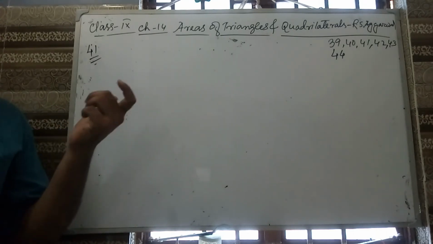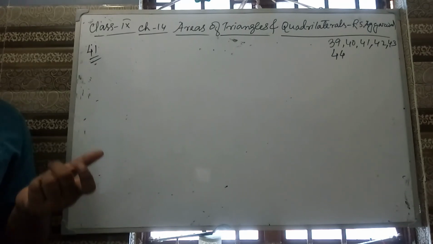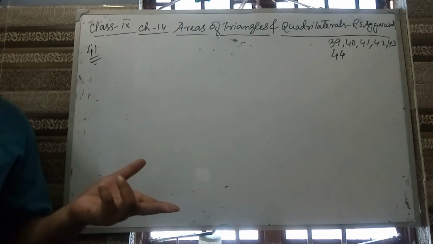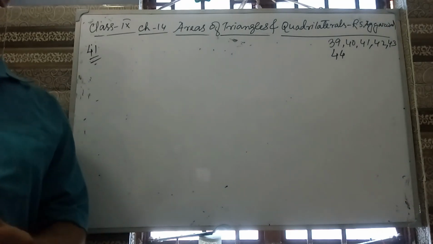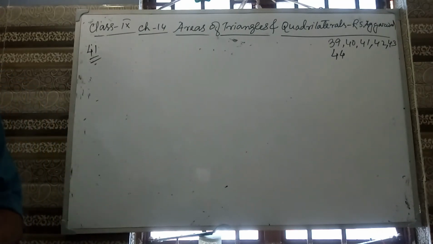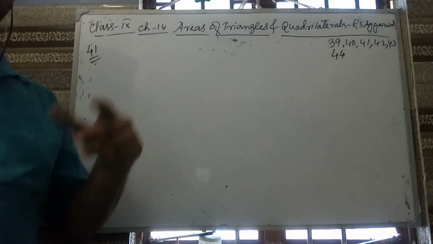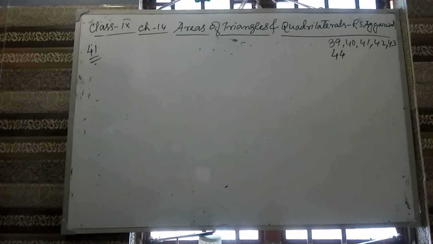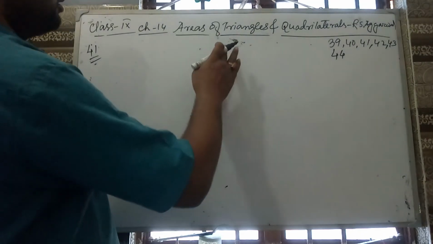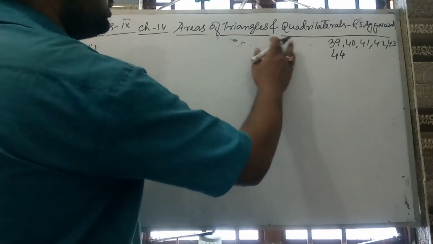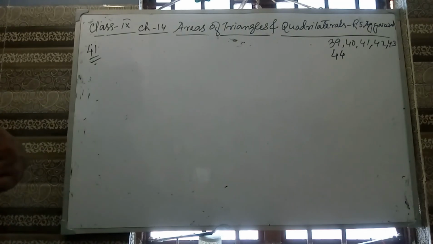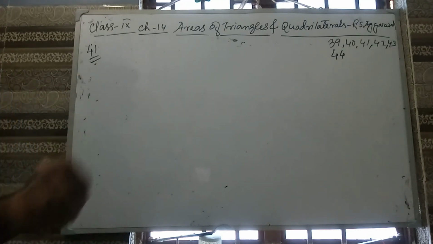Is a rhombus a parallelogram? Yes, a rhombus is a parallelogram, because in a parallelogram we have opposite sides parallel and equal. In a rhombus we have all the sides equal and opposite sides are parallel to each other. So both of them have opposite sides parallel and equal, but in a rhombus we have all the sides equal. That is the basic difference.